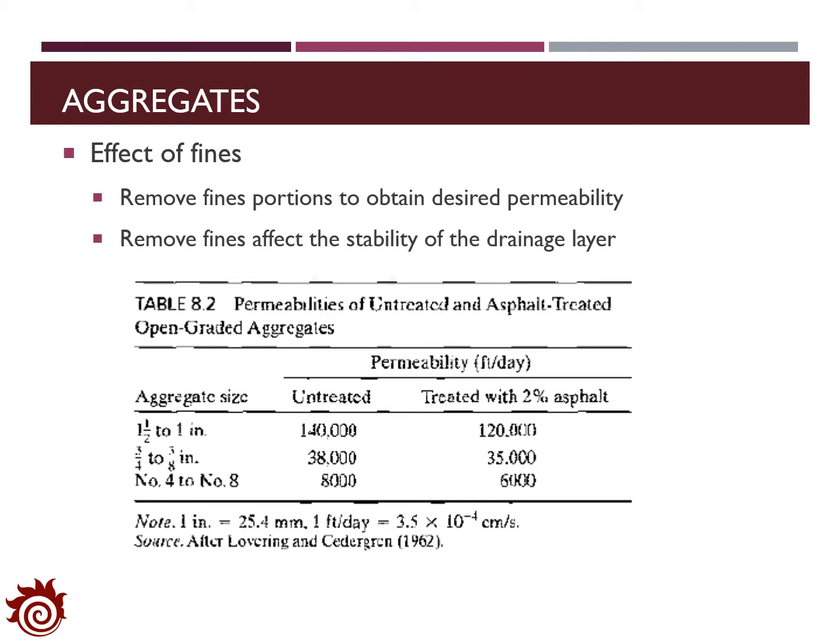The table here shows the permeability of untreated and asphalt-treated aggregates. In the table, you can see that by using the treatment with 2% of asphalt, the reduction about the permeability is very small. So we will still have an acceptable permeability for the aggregate.